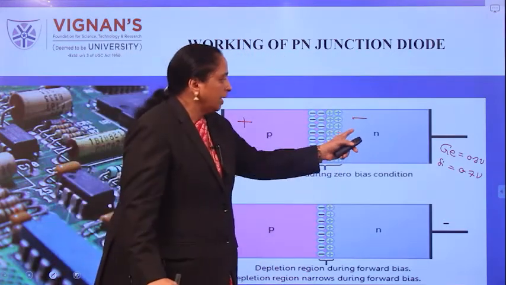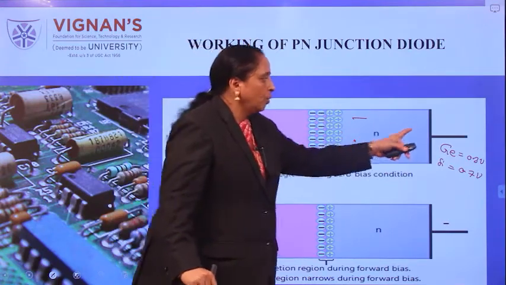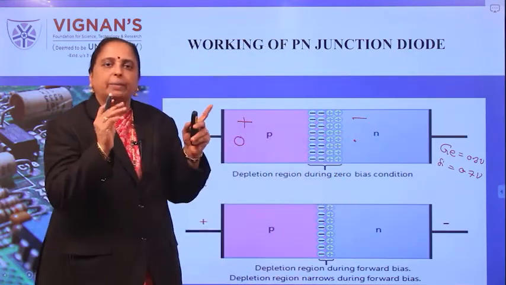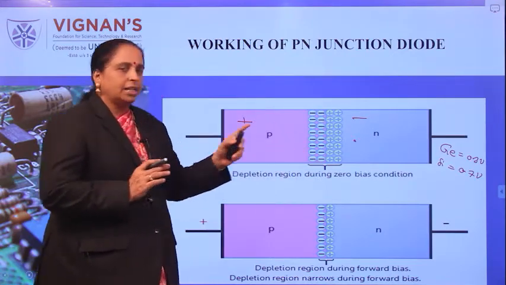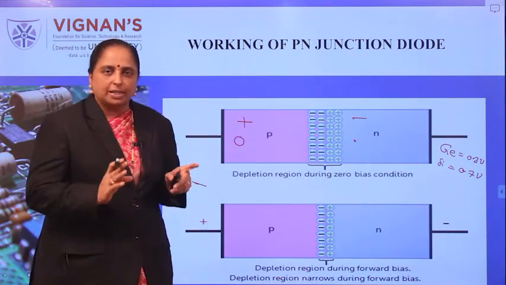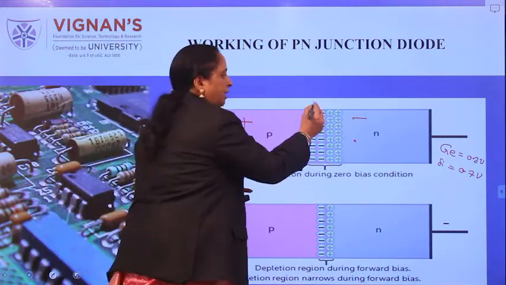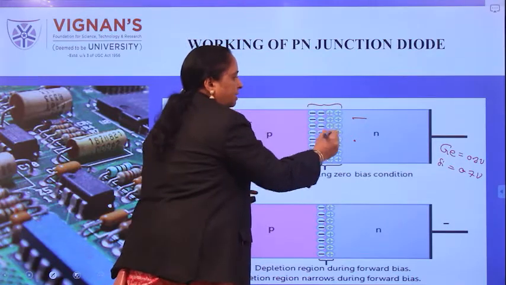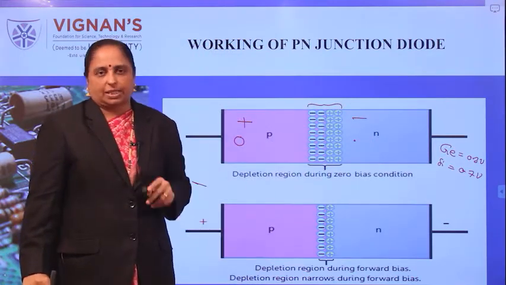If any electron tries to cross this barrier, it should have the capacity of more than 0.3 volts. So that's the meaning of barrier voltage. Therefore, when a p-n junction diode is under no bias or zero bias condition, we can simply say that it will form a barrier. This barrier is 0.3 for germanium and 0.7 for silicon.